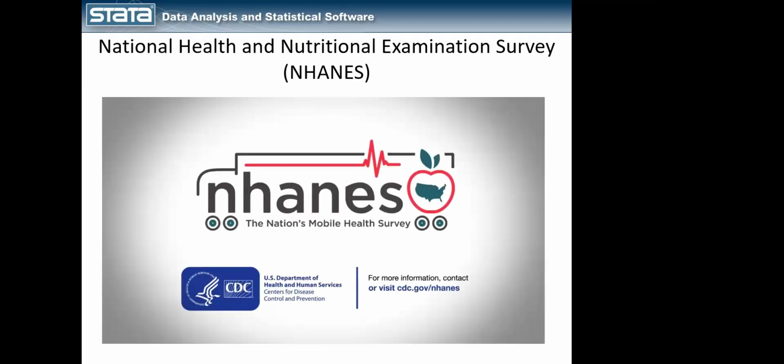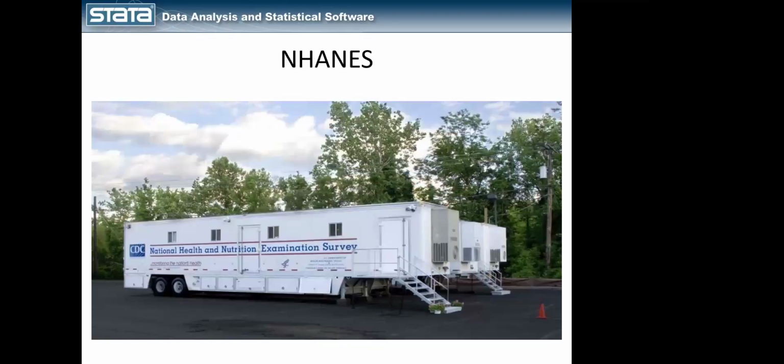Okay, so let's first talk about the National Health and Nutritional Examination Survey. It's often called NHANES for short. This is collected by the United States Centers for Disease Control, CDC. It's been going on for decades now. There are many, many waves of this. And the nice thing is the data are all freely available on the web, and I'll show you more about that shortly.